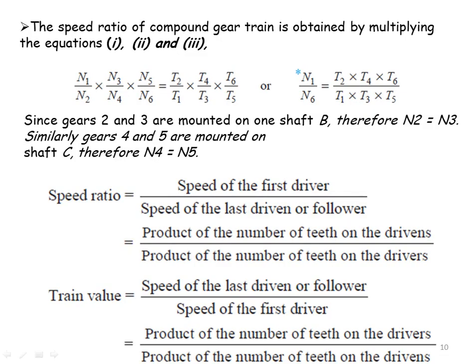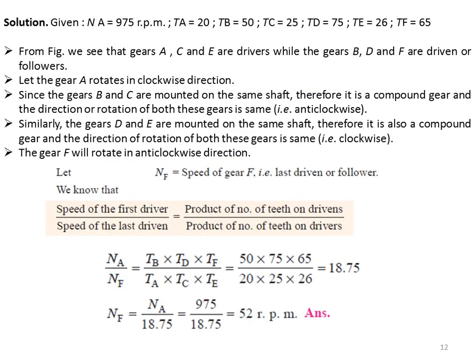So you can use this equation. The speed of the first driver to the speed of the last driven or follower is the product of the number of teeth on the driven versus the drivers. So from the figure, you can see that A, C, E are the drivers, whereas B, D and F are the driven or followers.